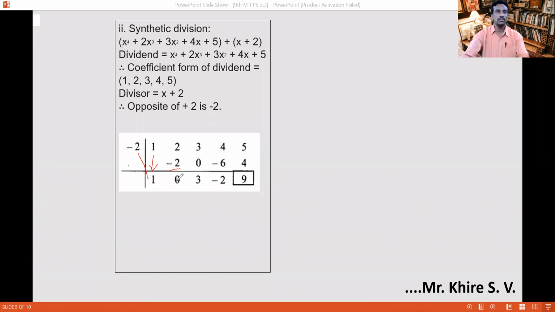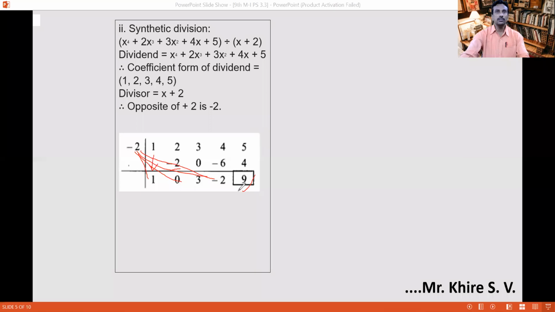Now 2 minus 2 is 0. Again multiply minus 2 into 0. Minus 2 times 0 is 0. 3 plus 0 is 3. Again minus 2 into 3. Minus 2 times 3 is minus 6. 4 minus 6 is minus 2. Now minus 2 into minus 2. It's minus minus plus, 2 times 2 is 4. And 5 plus 4 is 9.